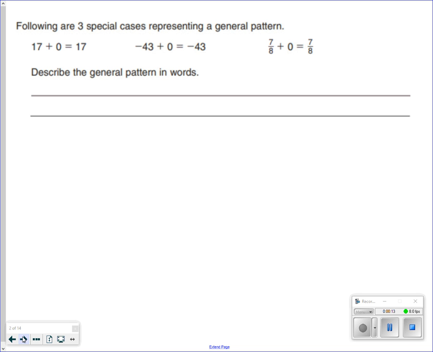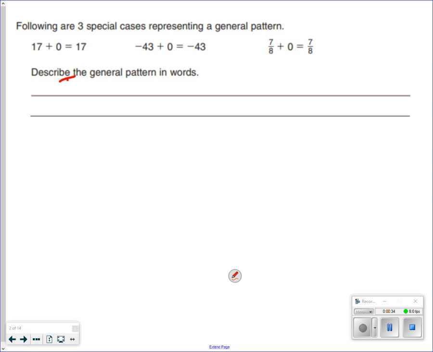First of all, it says the following are three special cases that represent a general pattern. 17 plus 0 equals 17. Negative 43 plus 0 equals negative 43. 7/8 plus 0 equals 7/8. So describe the general pattern in words. This is what we're looking for: the sum of any number and 0 is equal to the original number.